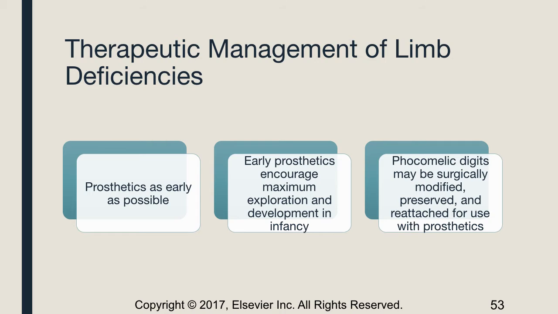The therapeutic management of limb deficiency is they get them into prosthetics as early as possible. The early prosthetics encourage maximum exploration and development during infancy. And with phocomelia, digits may be surgically modified and preserved and reattached for use with the prosthetics.